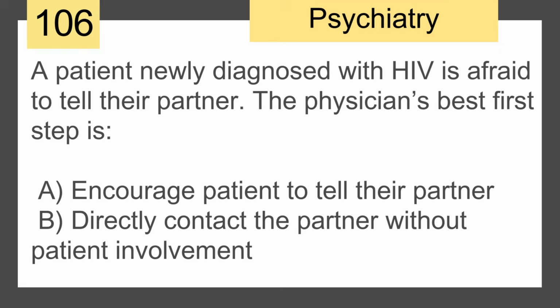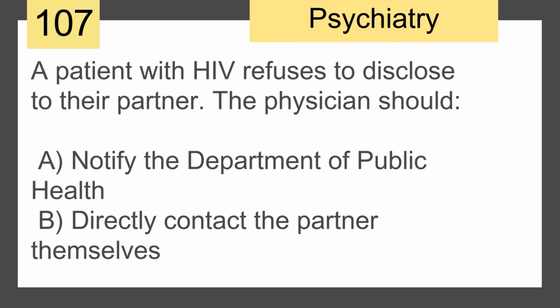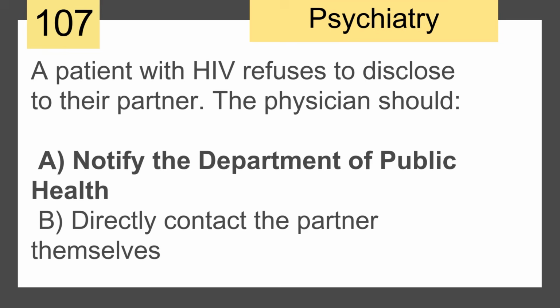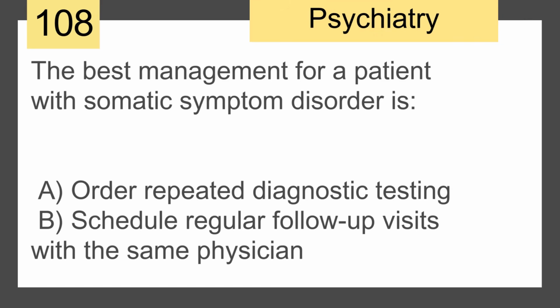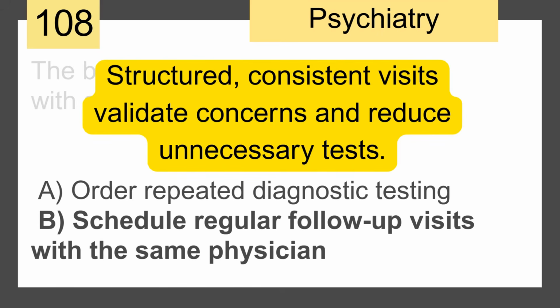Question 106. A patient newly diagnosed with HIV is afraid to tell their partner. The best first step is encourage the patient to tell their partner. Question 107. If they refuse, then you should notify the Department of Public Health. Question 108. The best management for a patient with somatic symptom disorder is schedule regular follow-up visits with the same physician. If you don't do this, then they're going to make appointments all the time and they'll meet you in the parking lot. Structure consistent visits, validate the concerns, and reduce unnecessary tests.